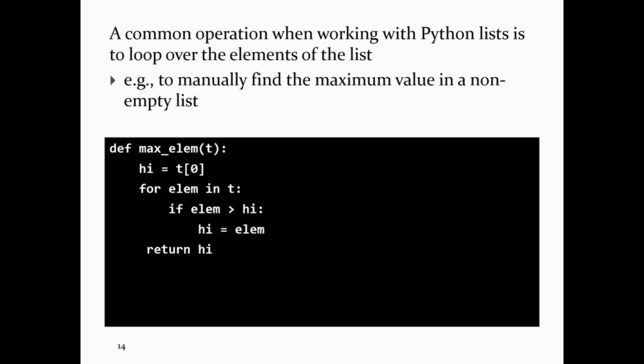So in Python, Python only has one for loop. Python has a for each loop, and that's all that it has for loops. So for every element in T, it's going to go through the list starting at index 0, and the first time through the loop, elem will be equal to T[0]. Second time through the loop, elem will be equal to T[1]. Third time through the loop, elem will be equal to T[2], and so on and so forth.